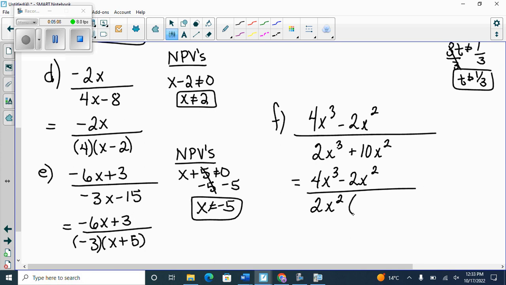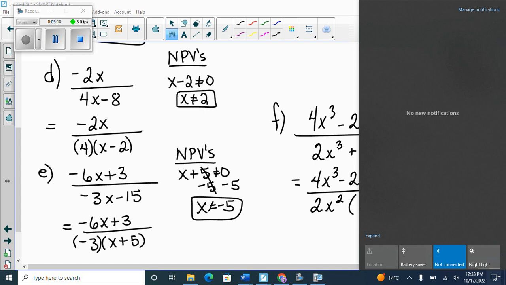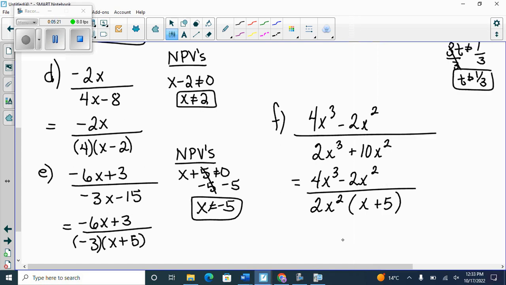Then I'm left with 2x cubed, take out a 2x squared is x, plus 10x squared divided by 2x squared is a 5. Now the 2 and the x squared, do they have a plus or minus sign between them? No. So they can be in their own brackets. So the 2 goes in its own brackets and the x squared goes in its own brackets. I have 3 brackets. How many brackets have a variable in it? 2. How many NPVs am I going to get? 2. Now, this 2 doesn't get me 1.